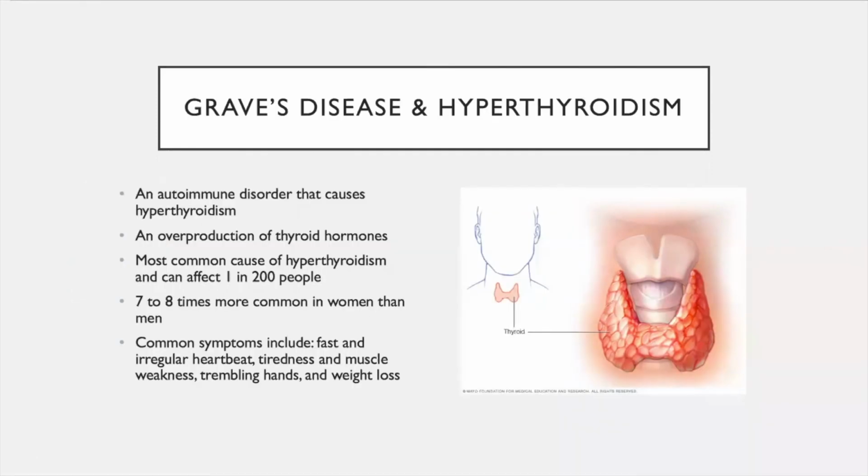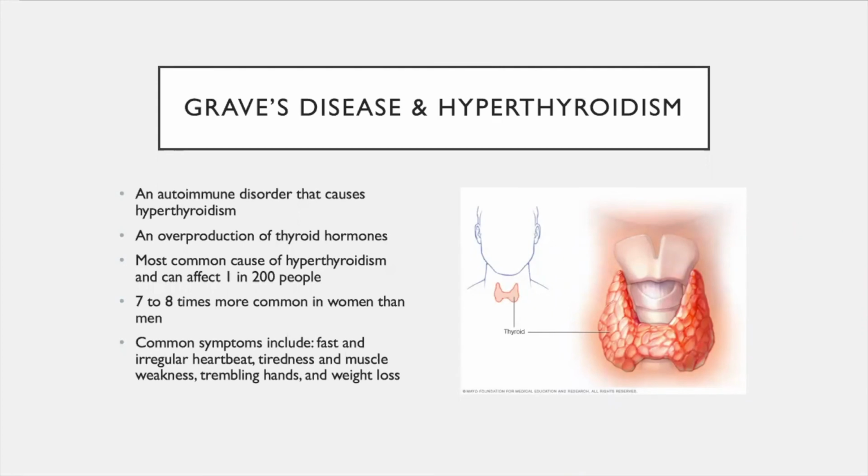A clinical application dealing with the thyroid gland is Graves' disease and hyperthyroidism. Graves' disease is an autoimmune disorder that causes hyperthyroidism. This results in an overproduction of thyroid hormones. Graves' disease is the most common cause of hyperthyroidism and can affect 1 in 200 people. Women are also 7 to 8 times more likely to suffer from Graves' disease than men.